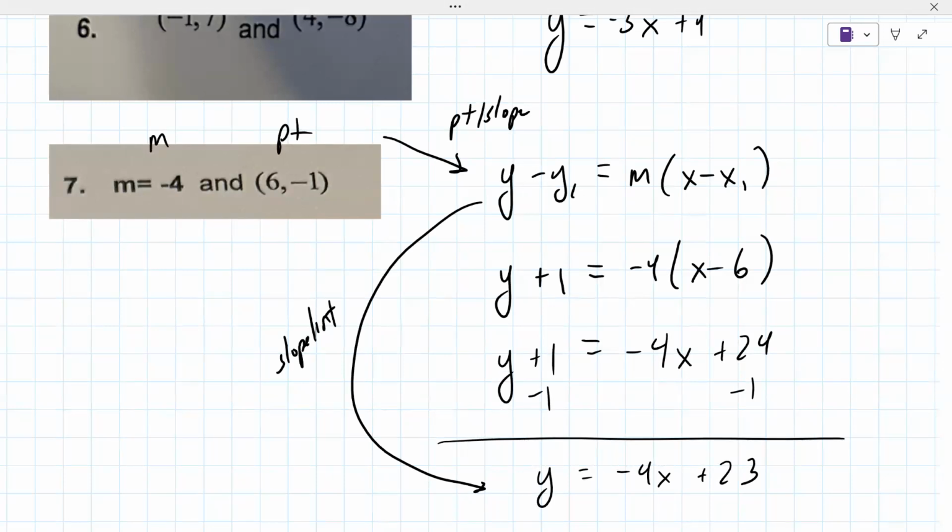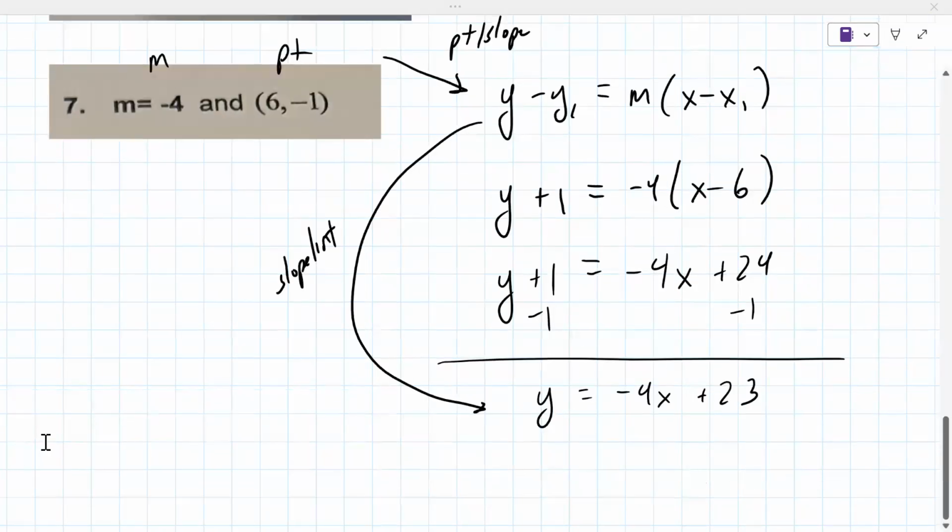I'll leave it up to you how you do number 8. You can do it however you want, of course.